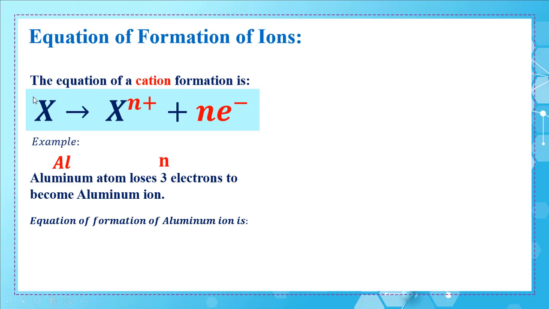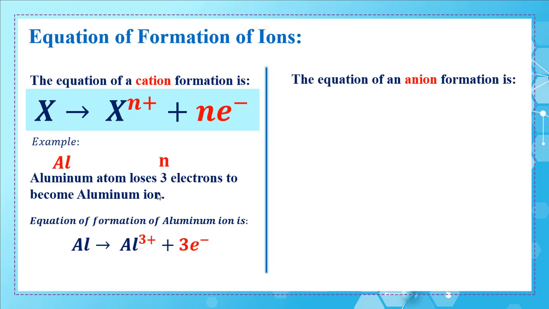If we apply the formula here, the equation of ion formation for the cation, we replace X by Al and n by 3. Therefore, as a result, we will get Al gives Al3+ plus 3 electrons.